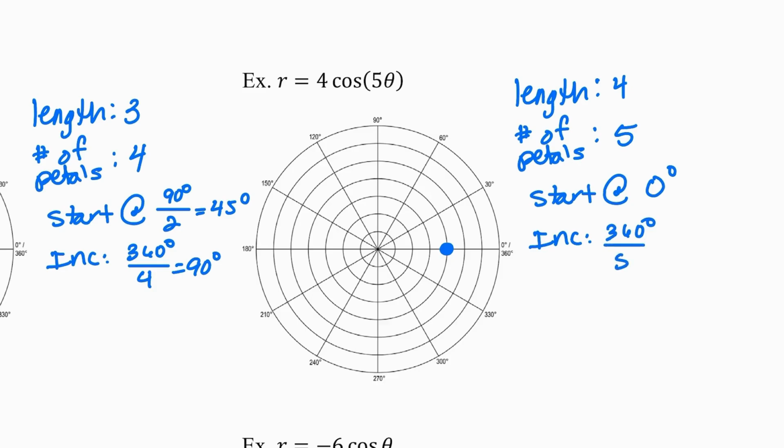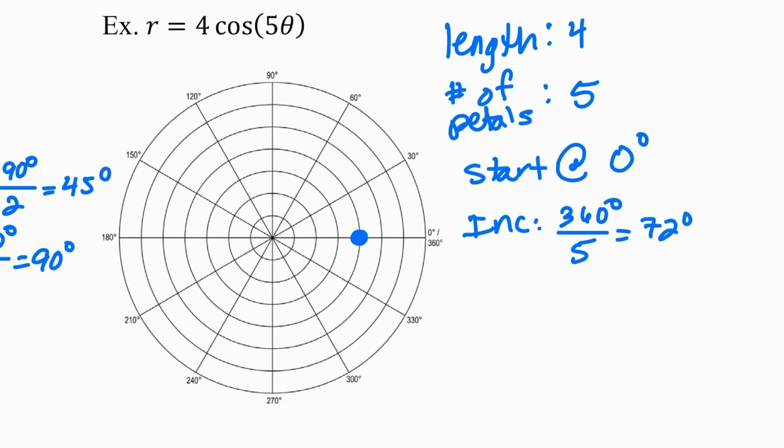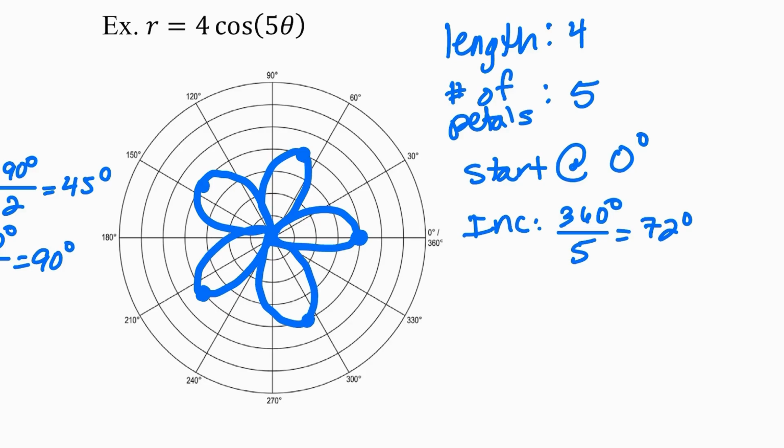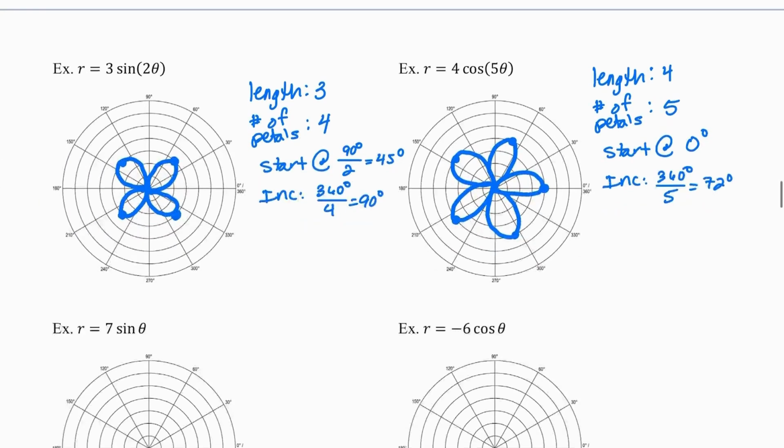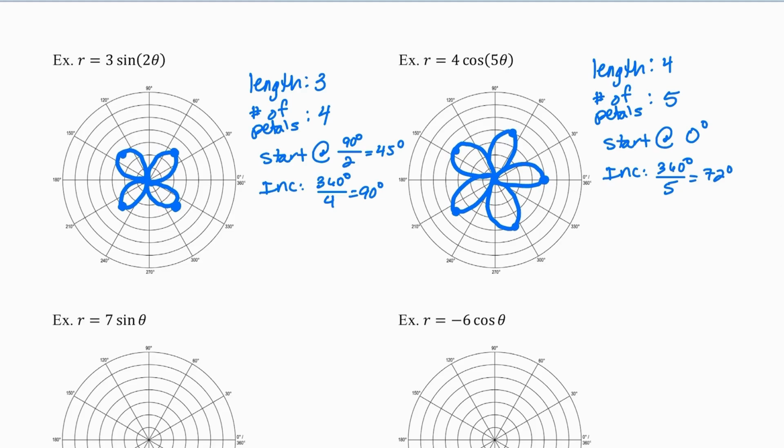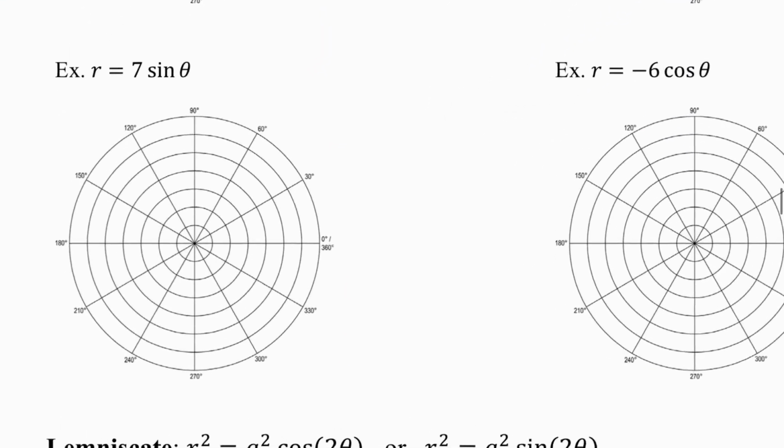So I'm going to divide 360 by 5 and end up getting 72, which is not an angle that's on the unit circle. So you just want to approximate where 72 is. So here, and then 72 more is here, and then 72 more is somewhere here, and then 72 more is somewhere here, and then you just draw your petals. The more petals you end up having, the thinner they are. We don't usually ask you to draw too many of them because that would get crazy, but that's what that looks like. So, what about this next one?